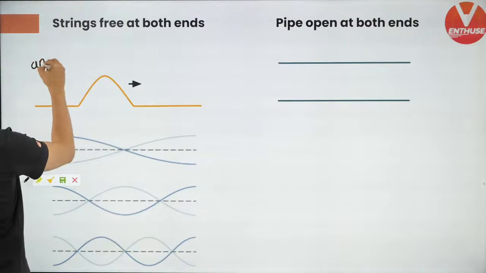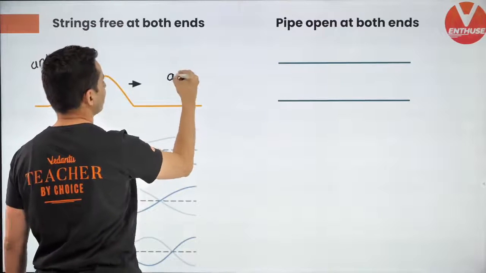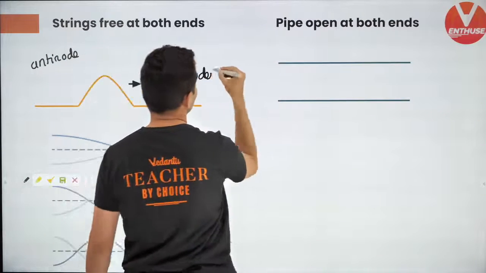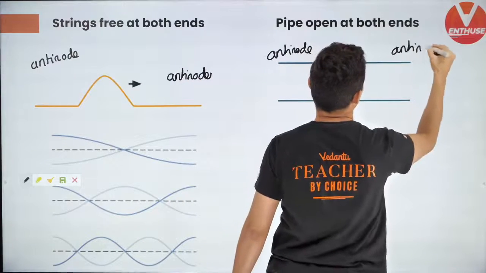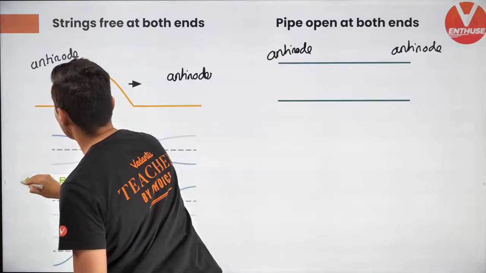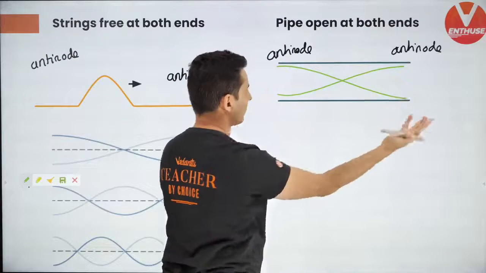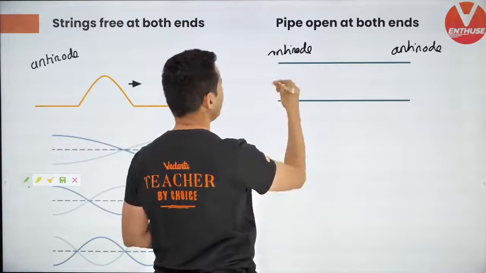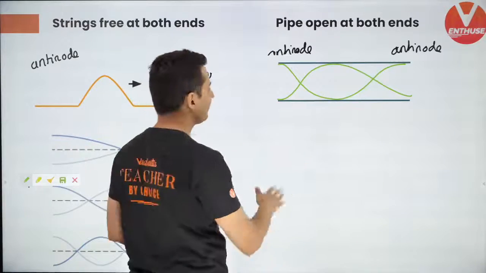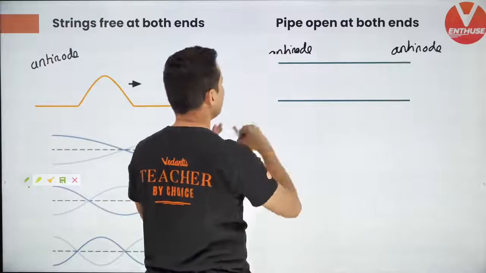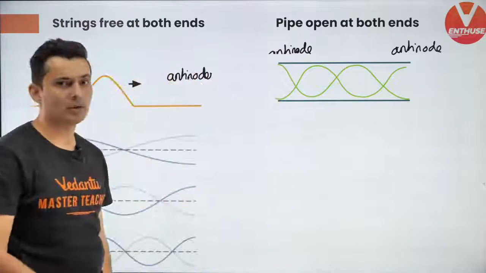If it is free at both ends, then you have an antinode here as well as an antinode here. So you have antinodes at both places. Antinode over here, and this is a pipe, by the way. This is an antinode over here. So the different possibilities that you can get are, one is like this, antinode here. That's one possibility. Then another possibility is probably something like this. This is another possibility that you can have. And another possibility can be maybe something like this. So these are the different possibilities that you can get.